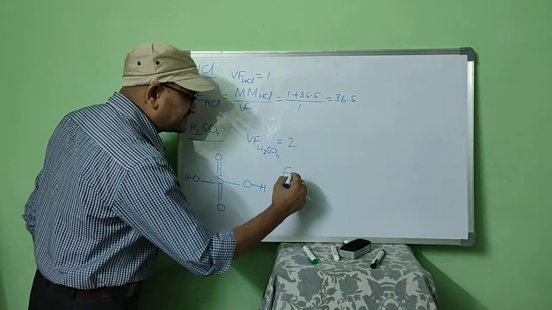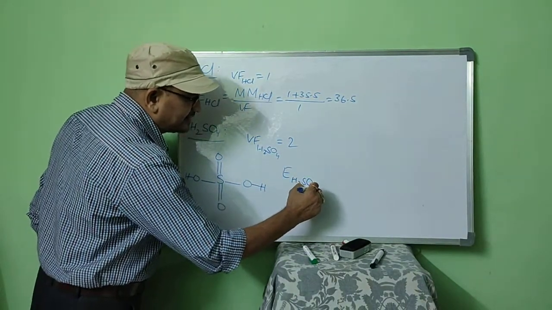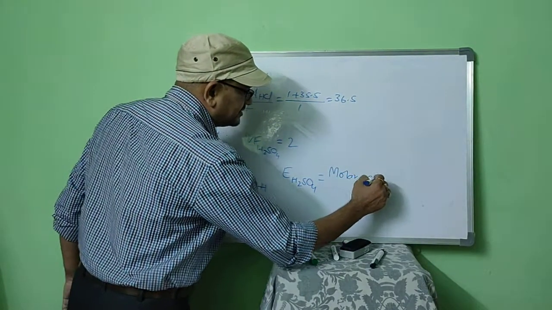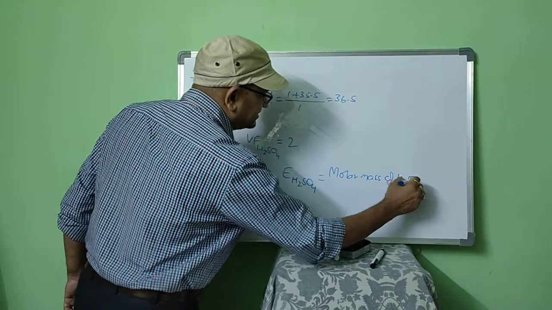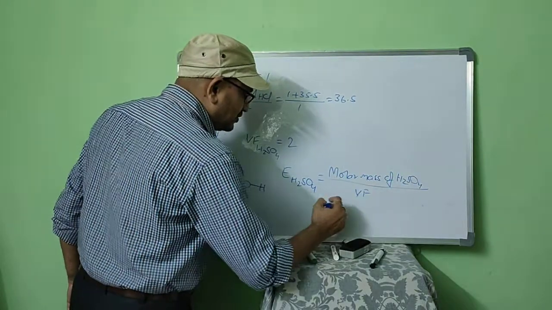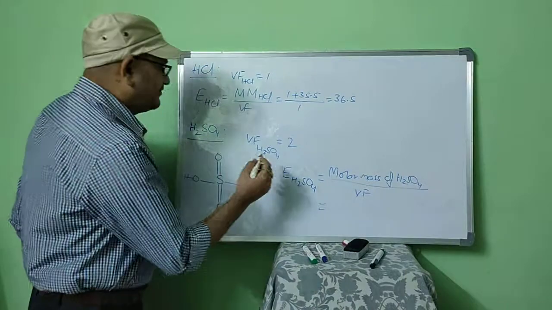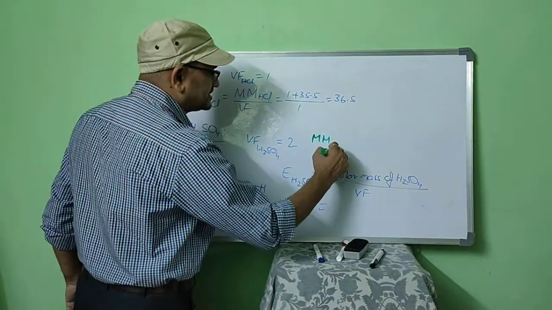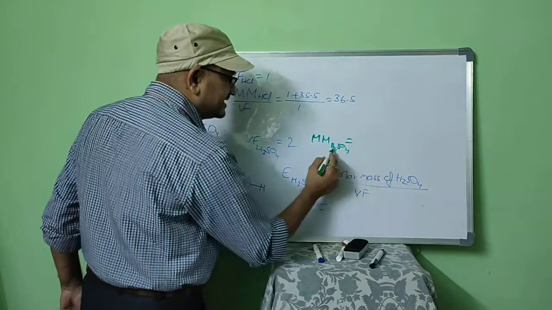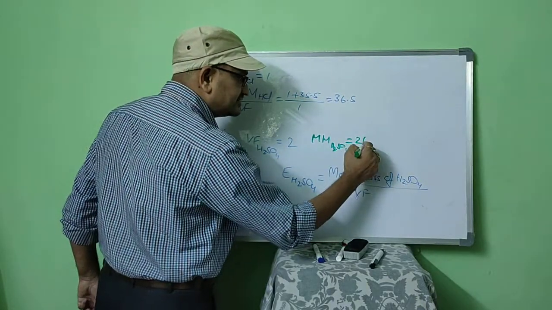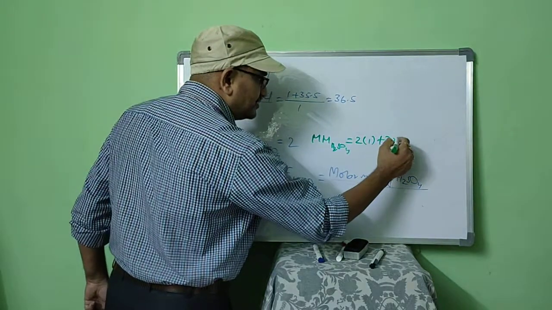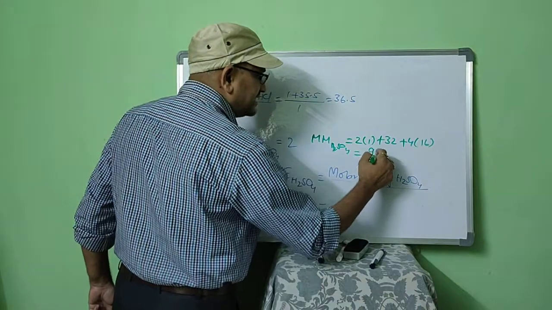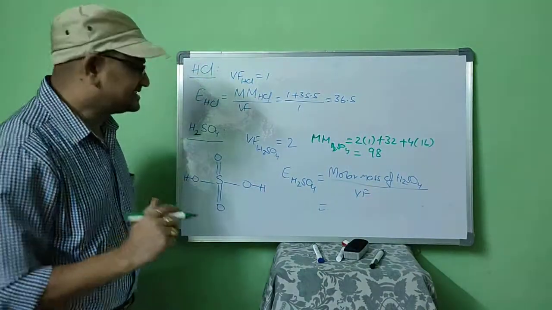Now equivalent mass of sulfuric acid is molar mass of sulfuric acid by its valency factor. So what is molar mass of sulfuric acid? Now if you calculate, molar mass of H2SO4 can be calculated as each hydrogen is 1, 2 such hydrogens are there, plus sulfur is 32, plus each oxygen is 16, 4 into 16. So if you sum them up, it is 98. Molar mass of sulfuric acid is 98.